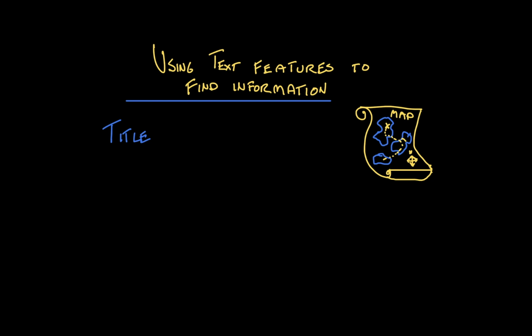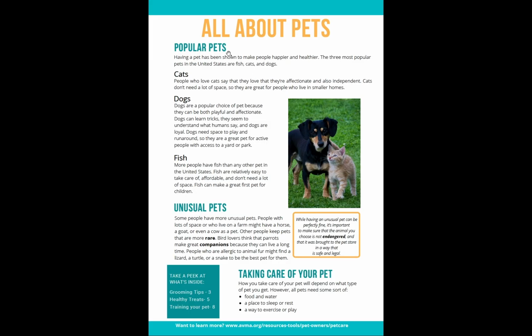And that's just the name at the top of a piece of writing, and its purpose is to tell you really what you're about to read. Let me give you an example. We can see this article here, this text in yellow, this is the title, and it says all about pets. What does that tell us about the content of this writing? It's going to be all about pets.